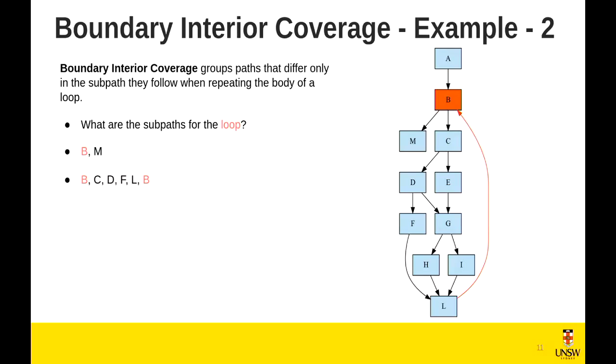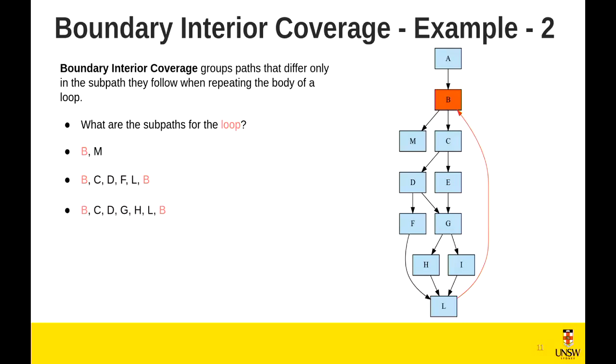Let's try to go to the left branch first and go as deep as we can. We can have B, C, D, F, L, and back to B. Remember our strategy: we look for the leftmost branch and the deepest branch. So B, C, D, F, L. And the next one should be B, C, D, G, H, L, and going back.